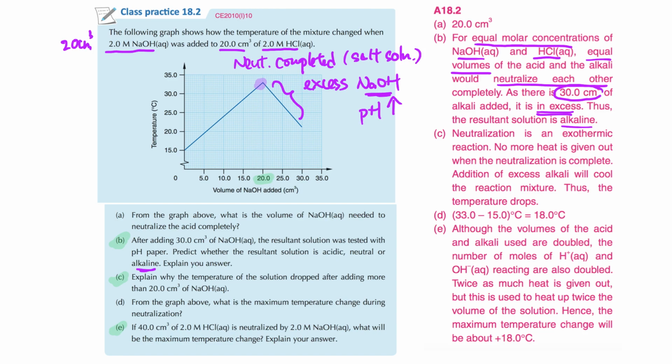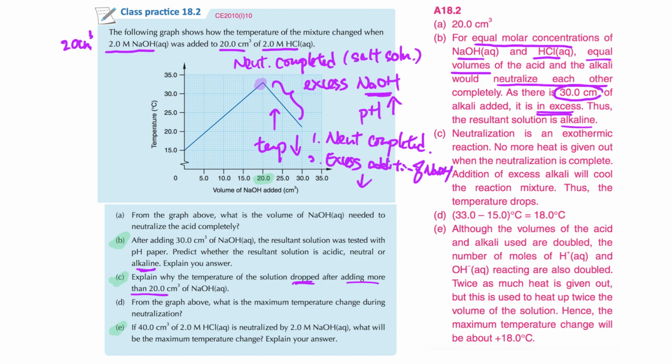Part C, explain why the temperature of the solution dropped after adding more than 20 cm3. Just like what we have said, temperature drops. You have two things to explain. One, you have to remind them neutralization has already been completed. Second, excess addition of NaOH will only bring down the temperature. No more heat is given out when neutralization is complete. Addition of excess will cool the reaction mixture. So therefore, you will find that the temperature will drop.